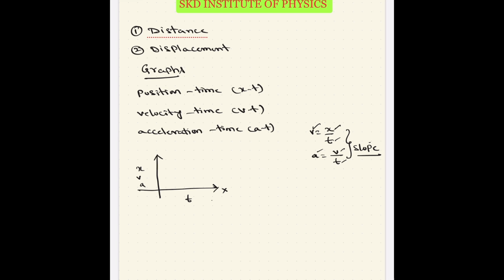Next one, coming to the areas. If you draw a velocity-time graph, just by cross multiplication, x is equal to vt, v is equal to at. For these two graphs, the area under the velocity-time graph gives displacement. The area under the acceleration-time graph gives velocity. These are the major, very important points to discuss about graphs.